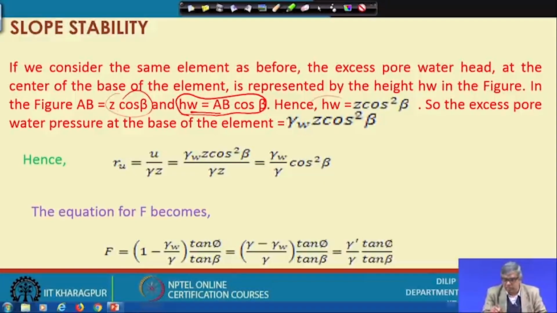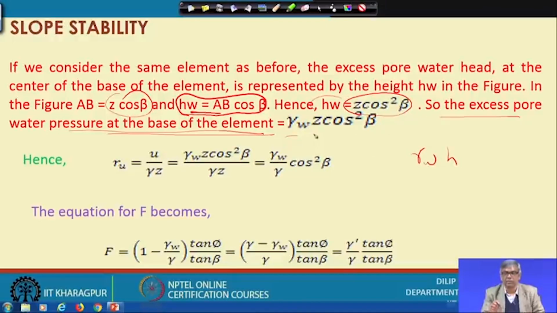So, that means h_w equals z cos² beta. If I substitute this, the water pressure at the base of the element will be gamma_w z cos² beta, that is gamma_w into h. So if I substitute h, then gamma_w z cos² beta will be the pore pressure, and then r_u becomes u by gamma z.